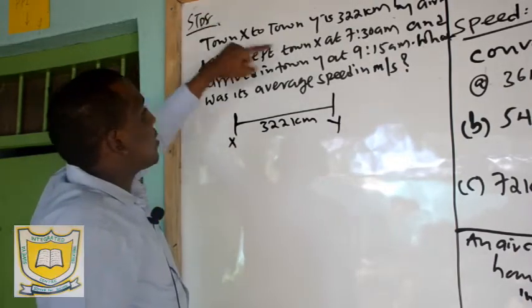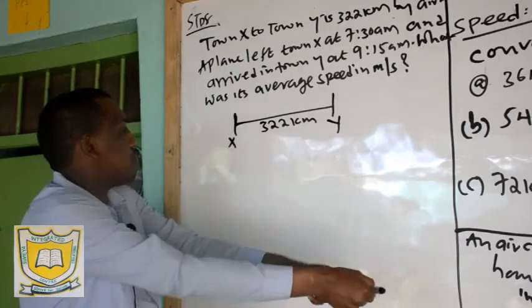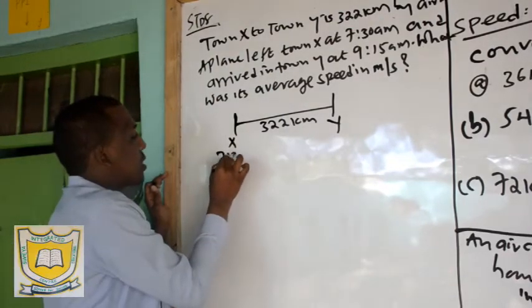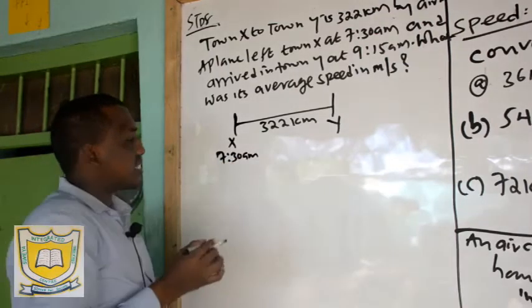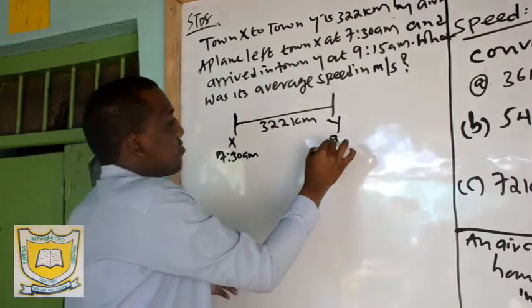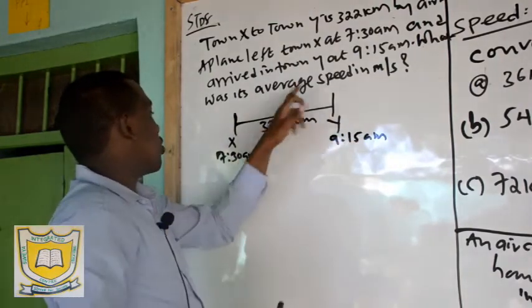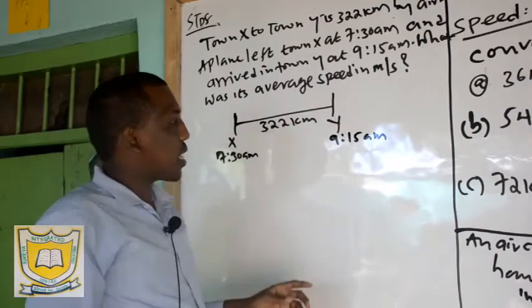A plane left town X at 7:30 a.m. and arrived at Y at 9:15 a.m. What is its average speed in meters per second?